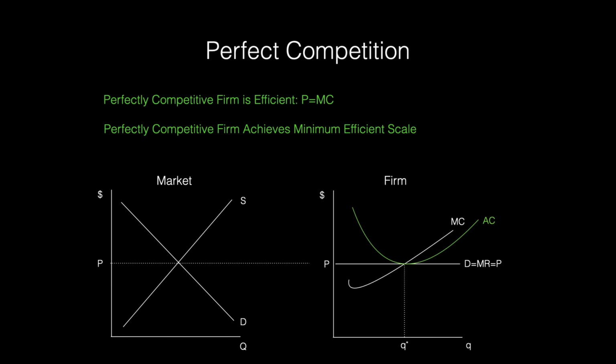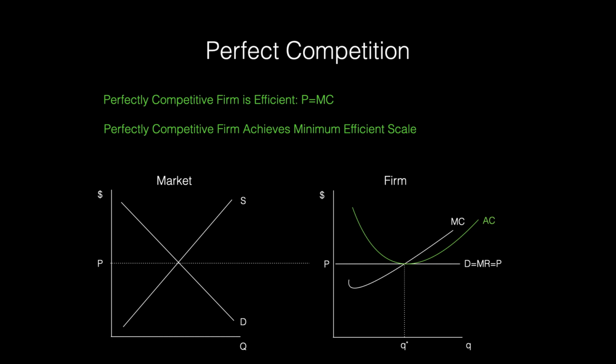This graph shows a perfectly competitive firm in long-run competitive equilibrium. This is efficient because price equals marginal cost. Also, the perfectly competitive firm achieves minimum efficient scale because it is producing at the minimum of average cost.